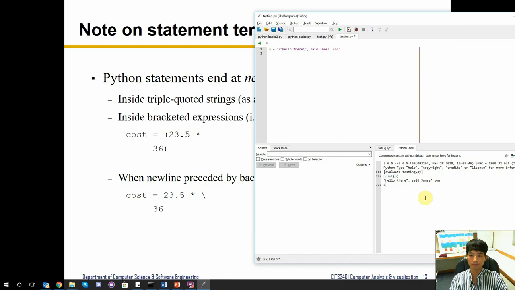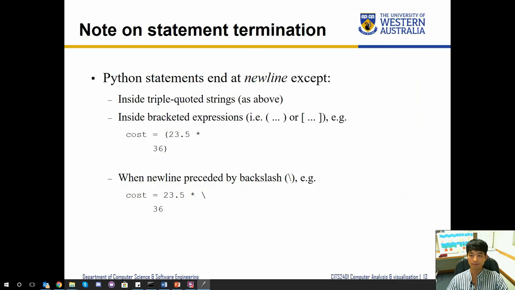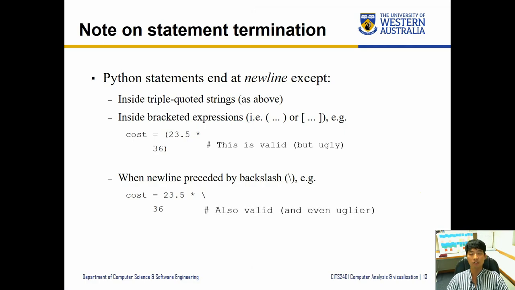So let's quickly check. Cost equals 23.5 times, I can press enter, 36 close bracket. And that's fine, no error is given. So if I check cost, it will give me the answer that it should have. Same with the backslash: cost equals 23.5 times, backslash can go anywhere, and then 36. So even at the shell, it understands that the backslash is continuing on the next line. So I can check this again, it is correct. But do note that you don't normally write code like this. It is ugly, so try not to do that. I know you wouldn't, but yeah.